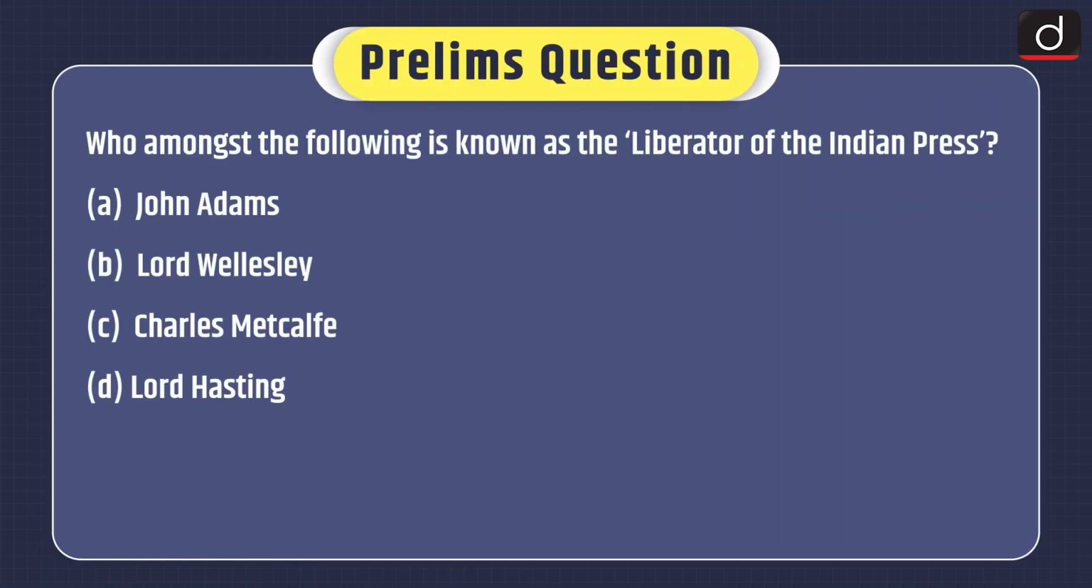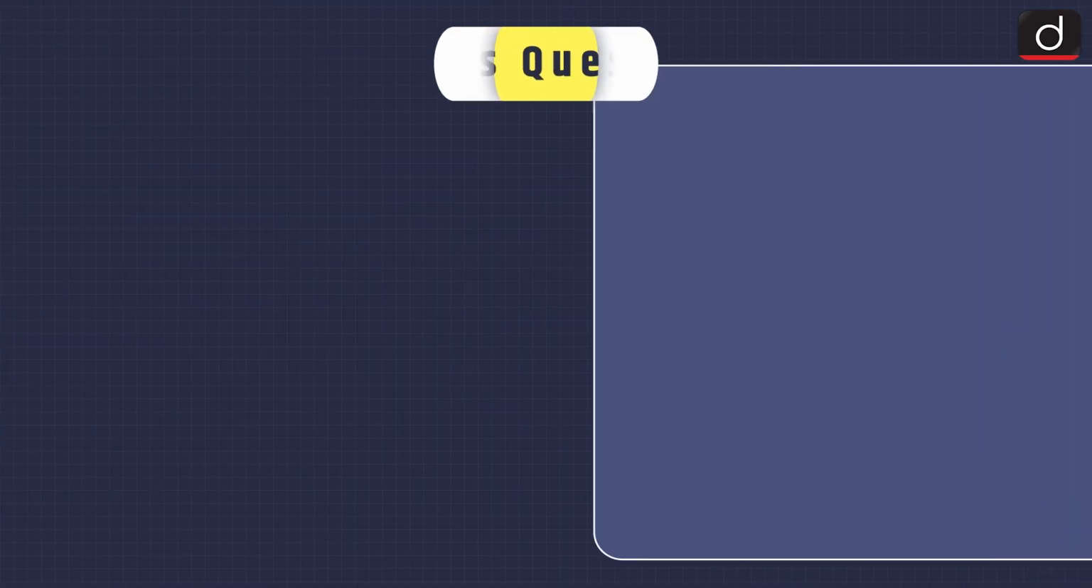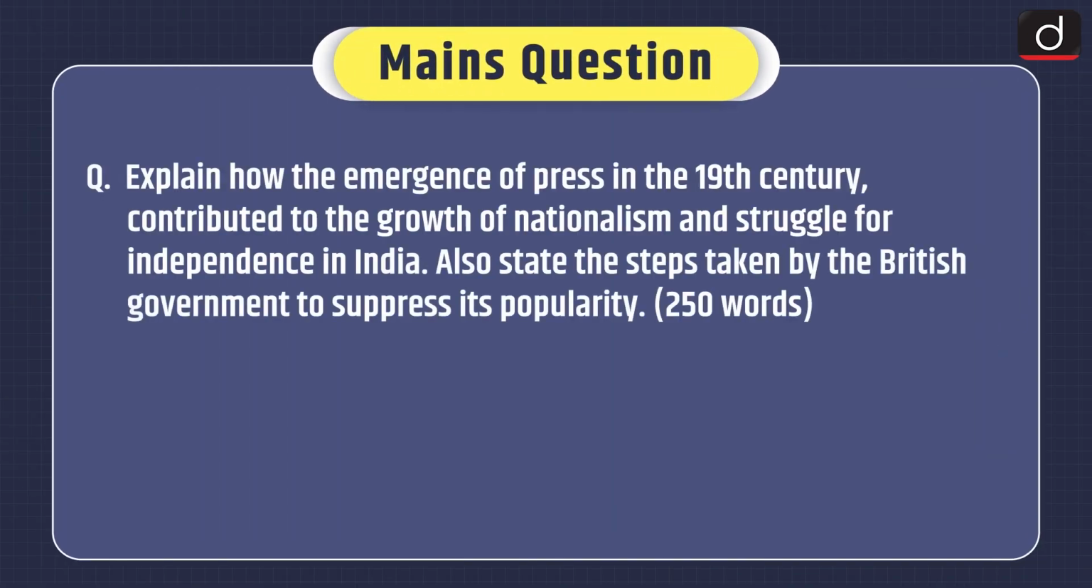Now it's time for the practice questions. First of all, prelims question. Who amongst the following is known as the liberator of the Indian press? John Adams, Lord Wellesley, Charles Metcalfe or Lord Hastings? And now mains question. Explain how the emergence of press in the 19th century contributed to the growth of nationalism and struggle for independence in India. Also state the steps taken by the British government to suppress its popularity.